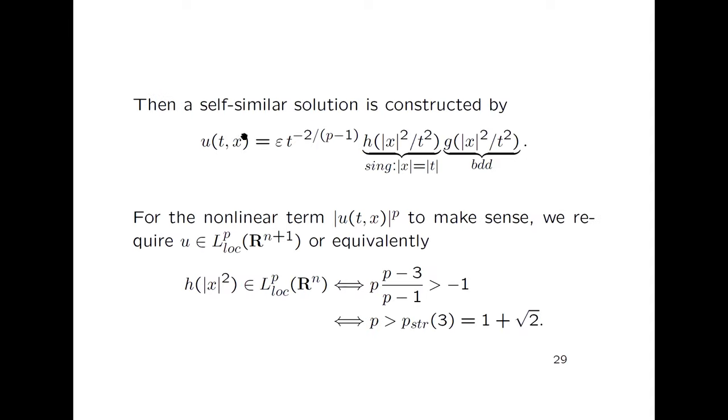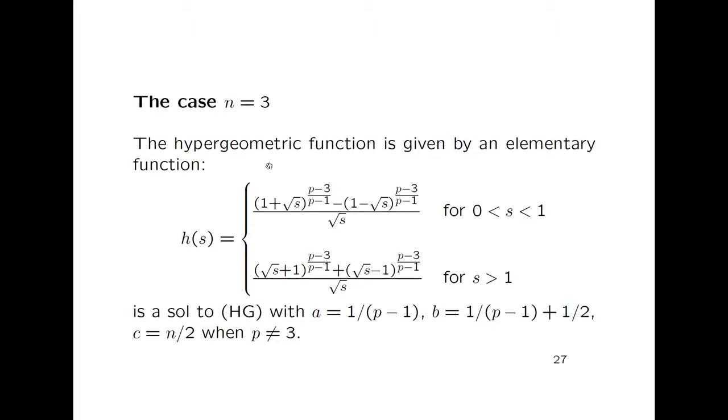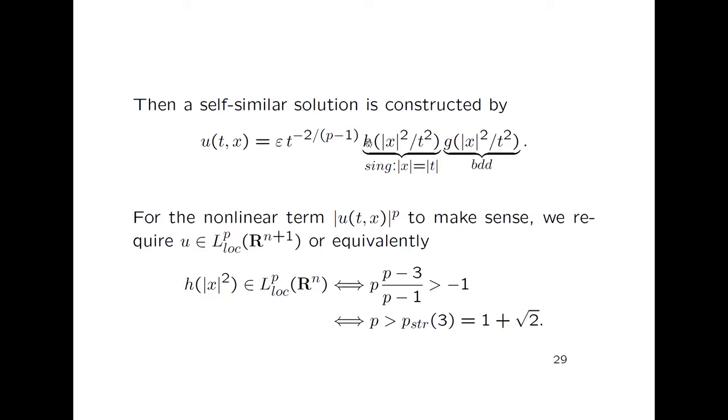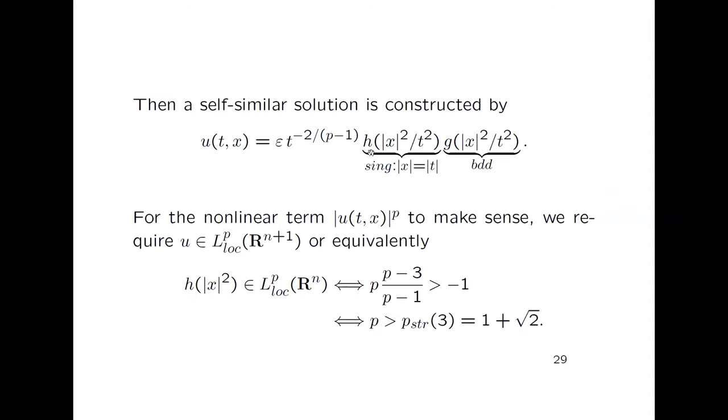Anyway, our semilinear solution is of this form, let's just remember it, and everything can be related to another method, so it is unstable, but maybe it's okay. Because H has some singularity near zero, our solution has some singularity along the light cone. For the nonlinearity term to make sense, we can also have some condition for the power p by using the explicit form of the function H. This is this condition.